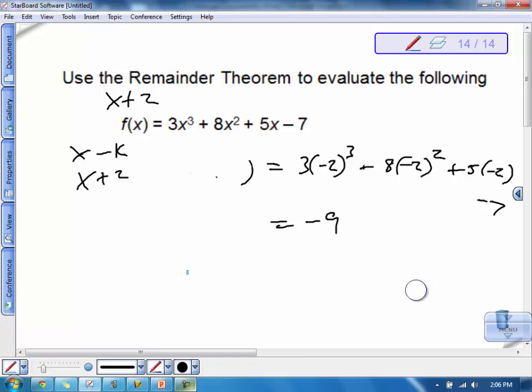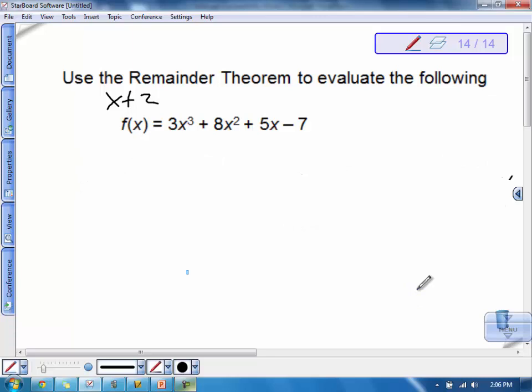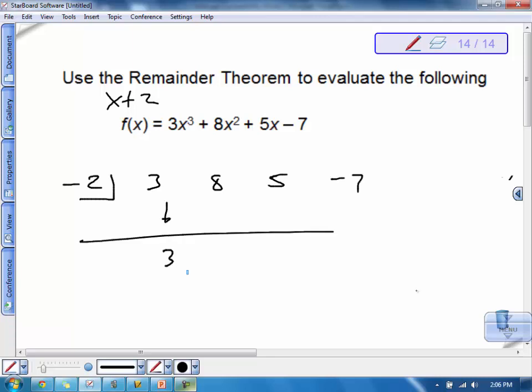And just for the sake of practicing synthetic division again, I'll do the division and see if I get a remainder of negative 9. So my k, in this case, would be negative 2. I'm going to divide it into this polynomial. So I drop down the 3, multiply, add, multiply, add, multiply, and you get a remainder of negative 9. So you can see how quick synthetic division is and how useful it is. Hopefully you guys can practice this and you'll see how quick it is as well.